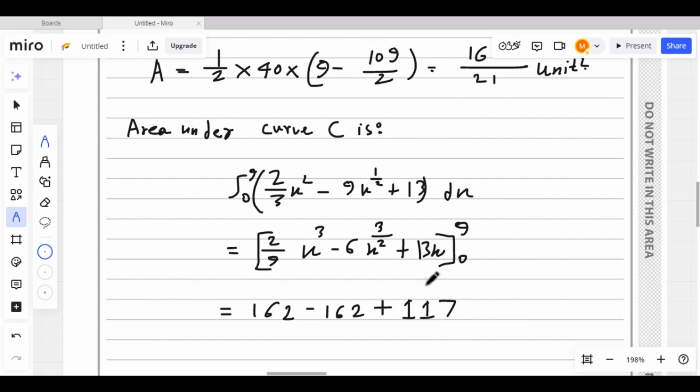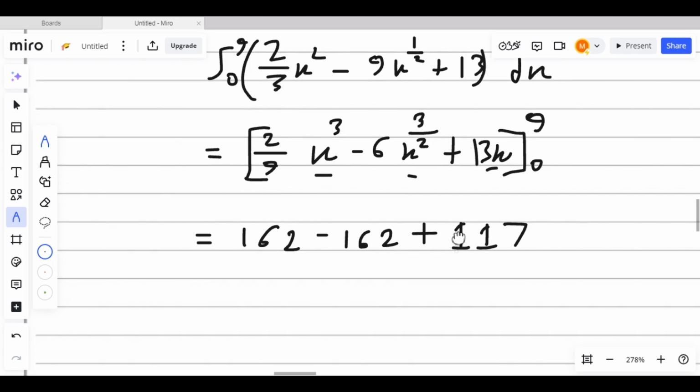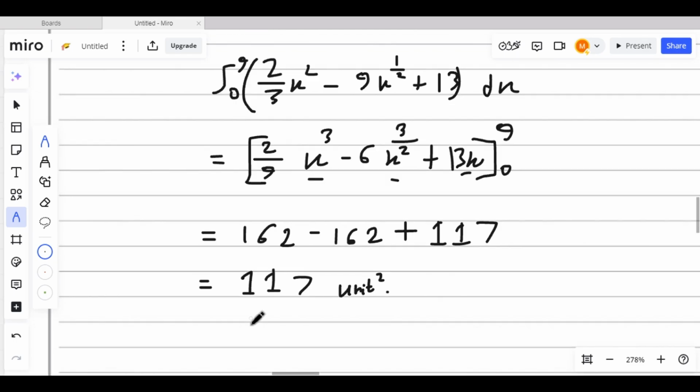Okay. So the lower limit is 0, and every term has x. So the area between the curve and the x-axis is 117 unit squared.